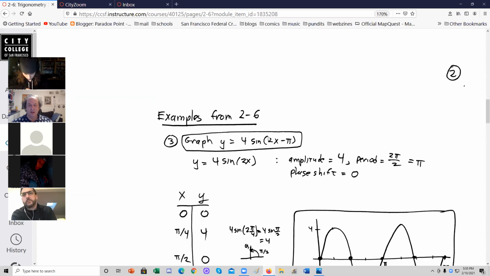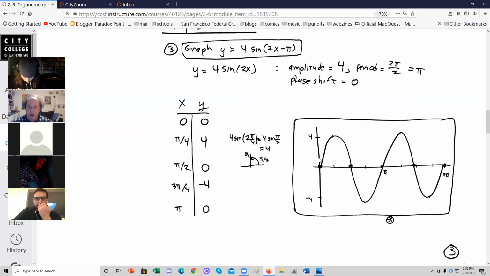Okay, here, y equals 4 sine(2x minus pi). Well, this minus pi, oh dear, I did it again. This should be a minus 4 sine 2x. And so the graph will be upside down from this, and I have to change that. My apologies.